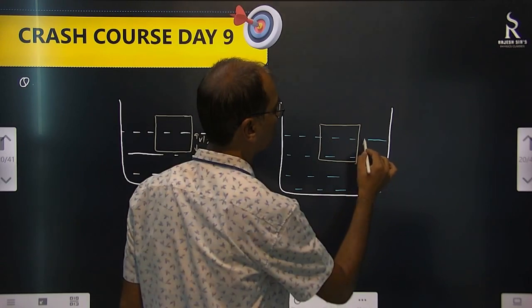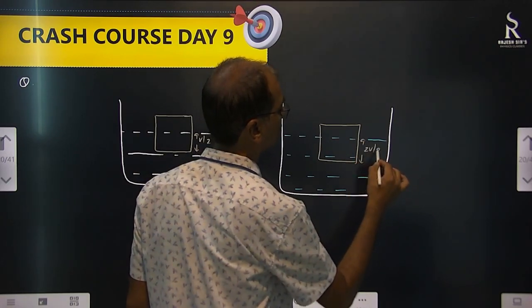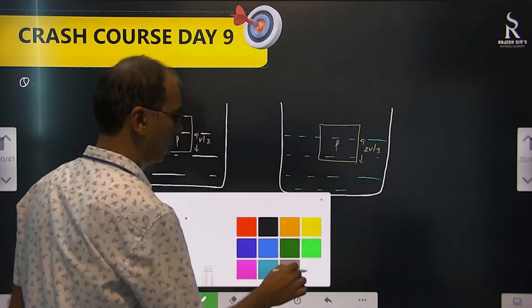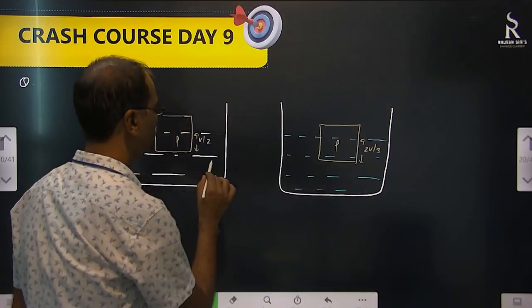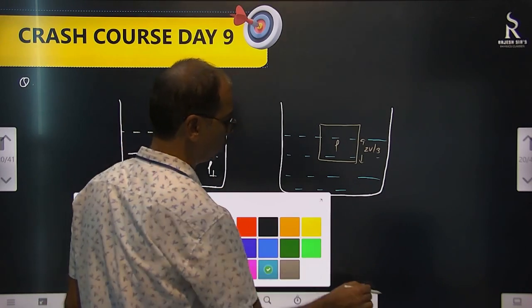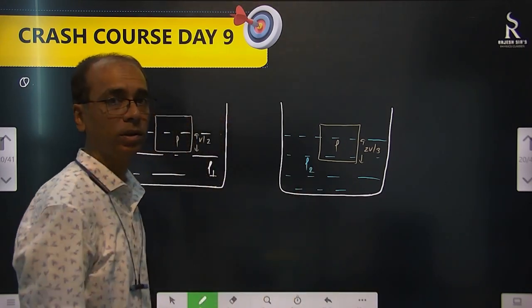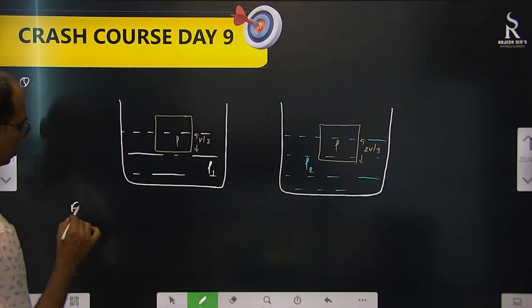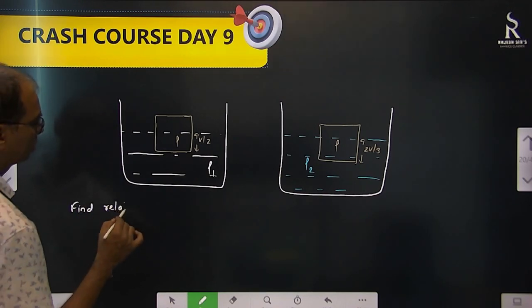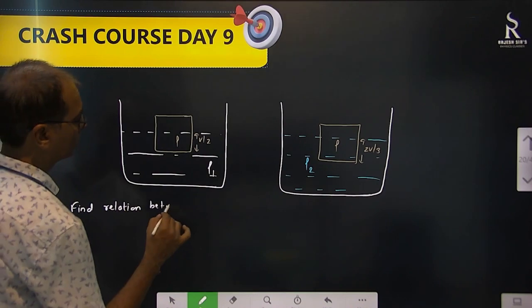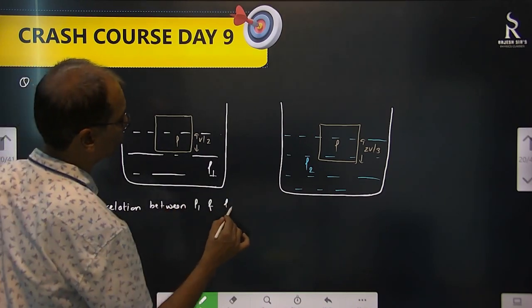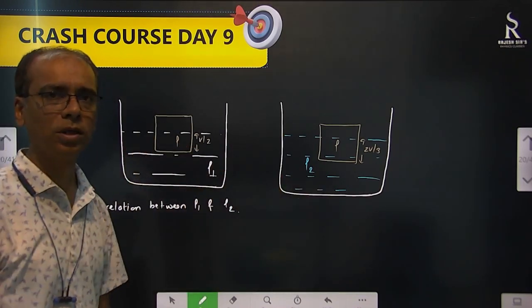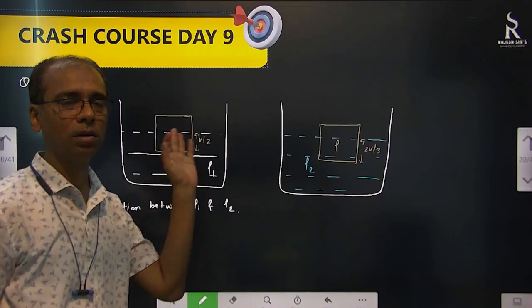2V by 3. Its density you can say is rho. The liquids have densities rho 1 and rho 2. The question asked is: what is the relation between rho 1 and rho 2? Find the relation between rho 1 and rho 2. Here also it is balanced by buoyancy, and here also it is balanced by buoyancy. The weight is the same because it's the same object.